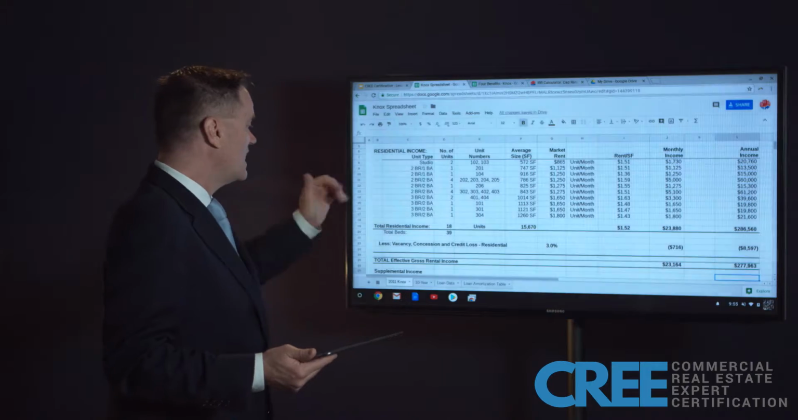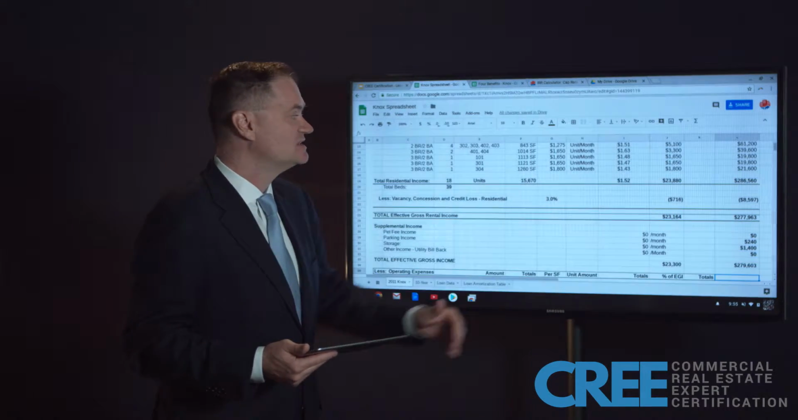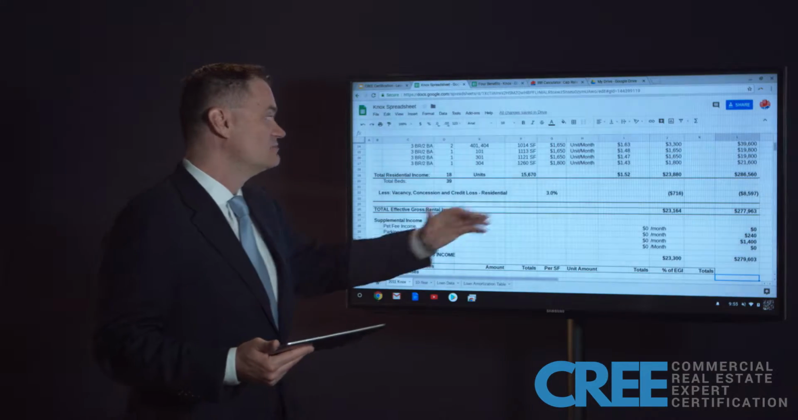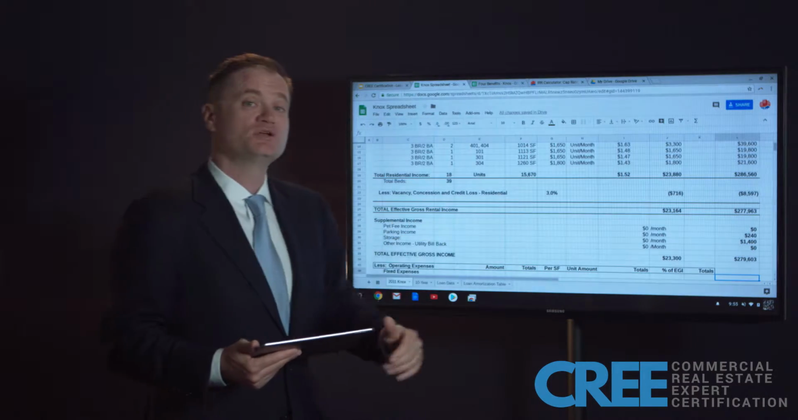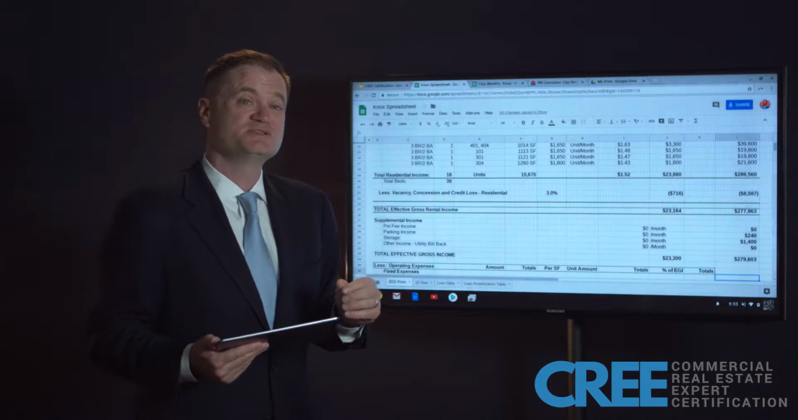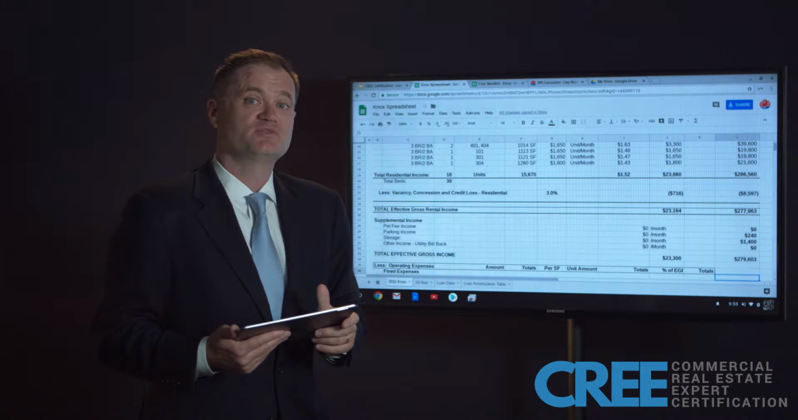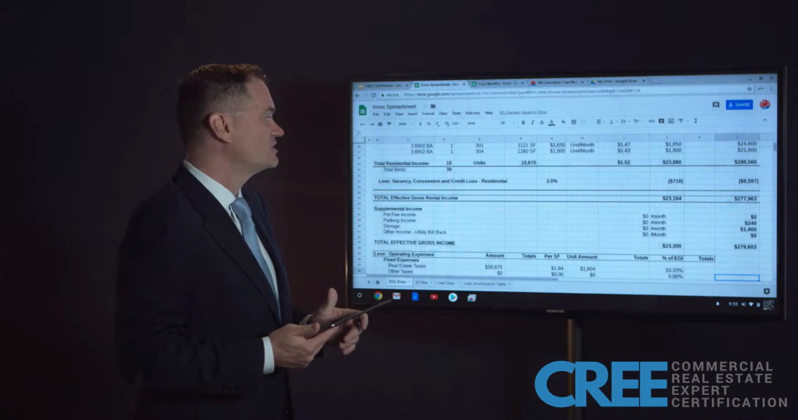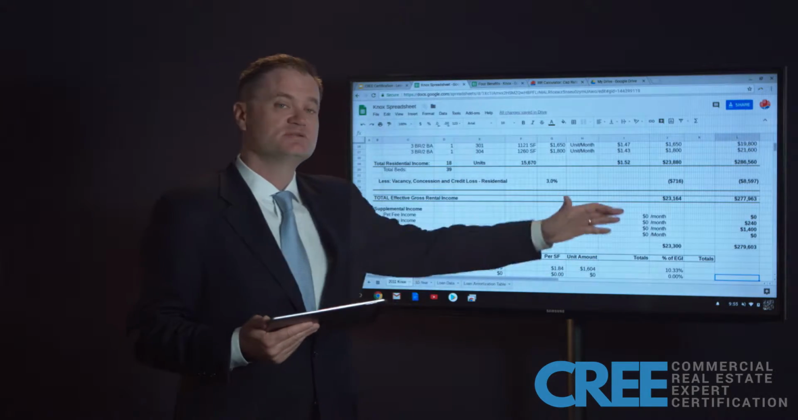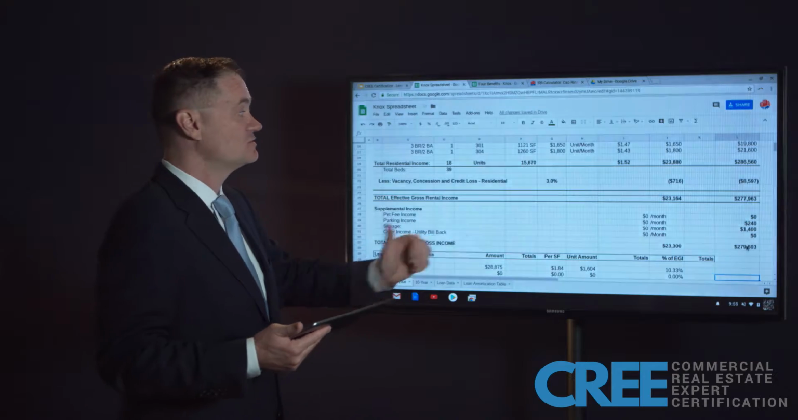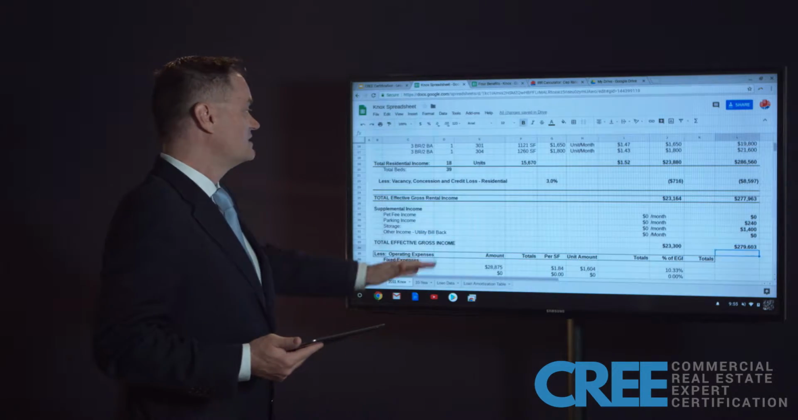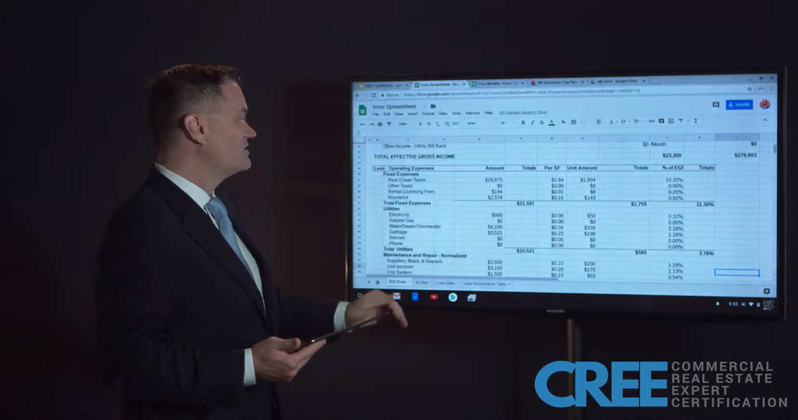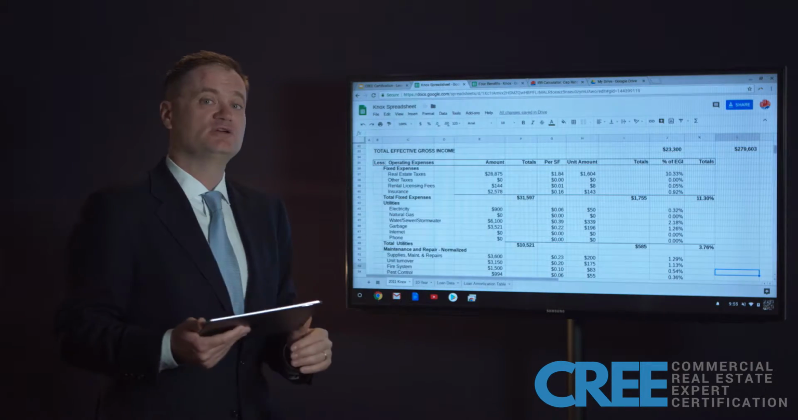So there's that number. As we scroll down, we do have some additional supplemental income. We've got some parking income and a little bit of storage income. There's a couple storage units on this that were rented out on a month in, month out basis. And so that total effective gross income is $279,603, as you'll see. And then after we get our effective gross income, we then have taken out all of our expenses.